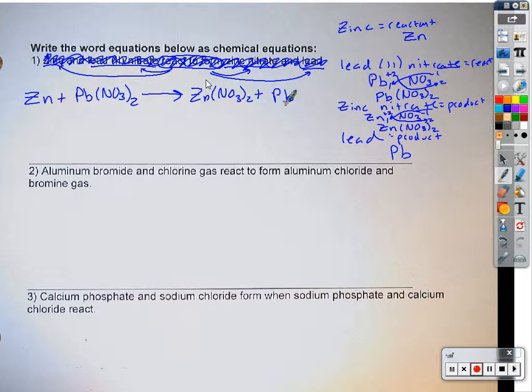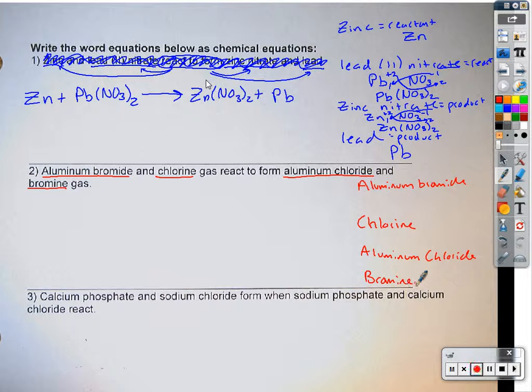Let's do the same thing with number 2. Go through and find all the stuff. I see aluminum bromide, I see chlorine, I see aluminum chloride, and I see bromine. Those are my 4 substances. And again, I'm just going to make a list. Aluminum bromide, chlorine, aluminum chloride, and bromine.